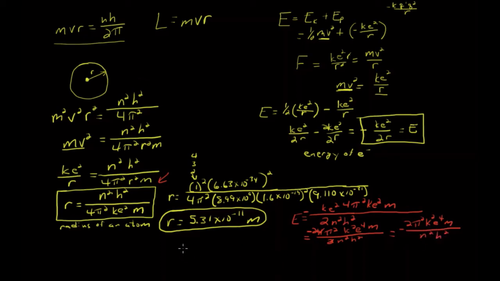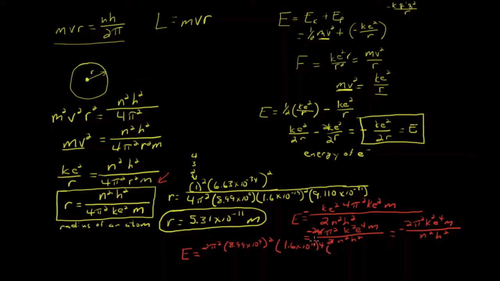All right, so energy, let's substitute in again. We've got nothing but constants here, and we're going to go with the ground state. So n equals 1, equals 2 pi squared times 8.99 times 10 to the ninth, Coulomb's constant, squared, times 1.6 times 10 to the minus 19th to the fourth.